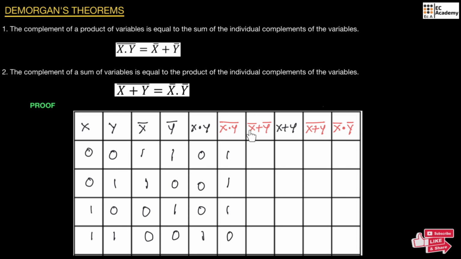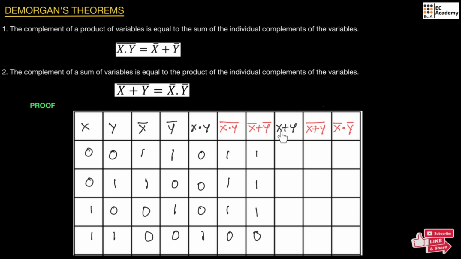Now let us find x bar plus y bar, which means we need to perform the OR operation between x bar and y bar. So 1 or 1 will be 1, 1 or 0 will be 1, 0 or 1 will be 1, and 0 or 0 will be 0. So we will get 1, 1, 1, 0.